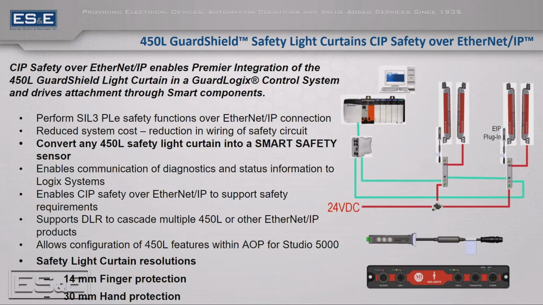But now, along with this unique technology, we also have a brand new CIP Safety version of this light curtain. That's what we're going to look at briefly here today. And then just another quick note about the capabilities of this light curtain. In terms of resolution, we can go 14 millimeters for finger safe applications and up to 30 millimeters for hand safety applications. There is an add-on profile in Studio for the CIP Safety version, and we'll take a look at that as well. Here's a look at the hardware, the Ethernet CIP Safety version of this light curtain.